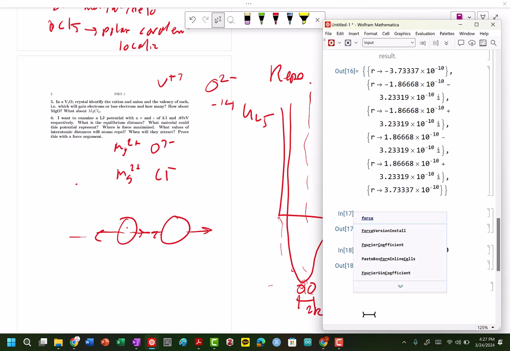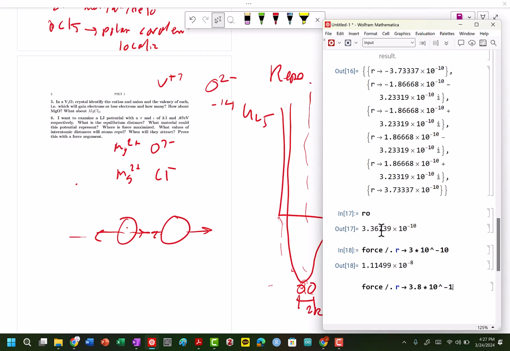If I look at something on the other side of this R naught, force as R goes to, how about 3.8 times 10 to the minus 10. And that's negative. They're going to be pulling each other back together. So there we go.